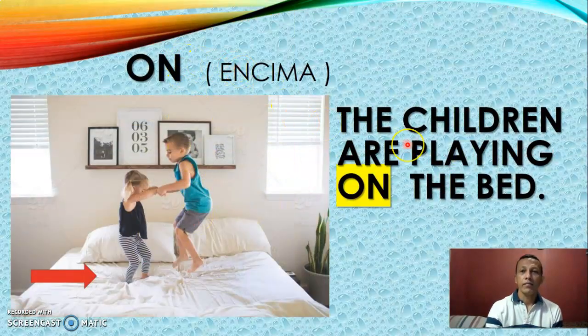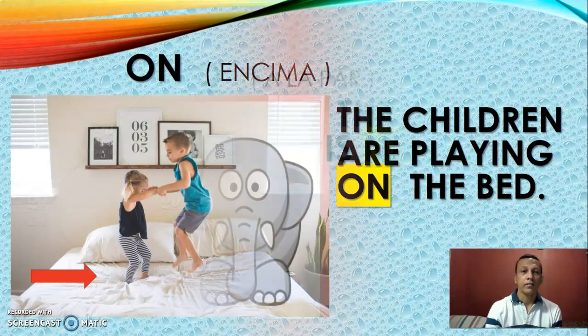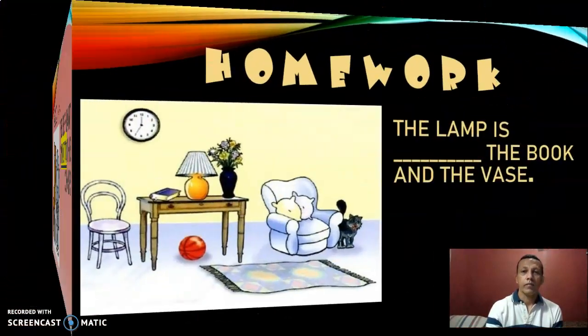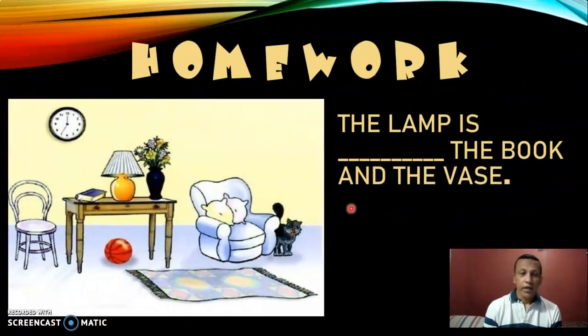On, encima. The children are playing on the bed. Los niños están jugando en la cama. ¿Ok? O sobre la cama. O encima de la cama. On the bed. Correct. Next to, o sea, a la par. The elephant is next to the chair. Look at the elephant. So the elephant is next to the chair. Ok, ¿vieron qué fácil estuvo?